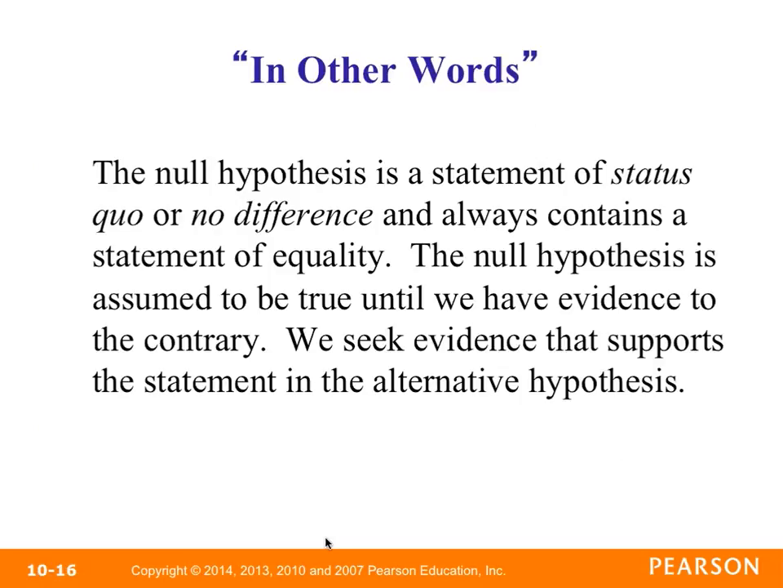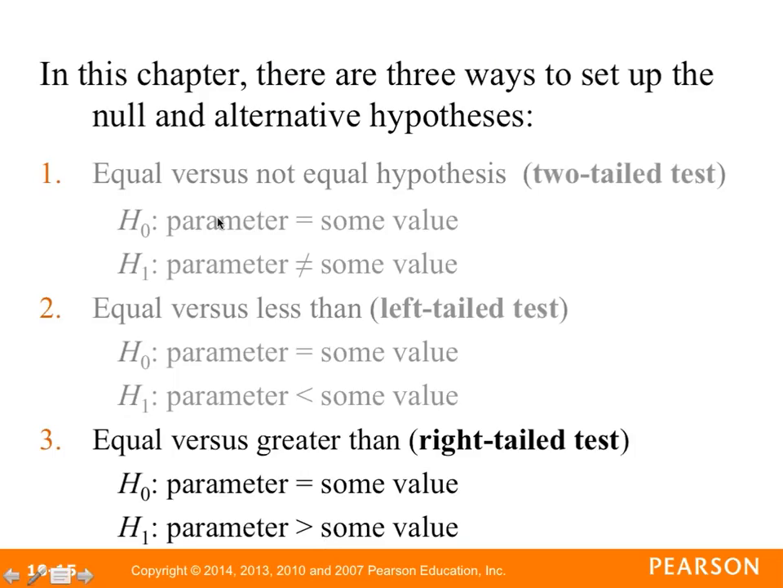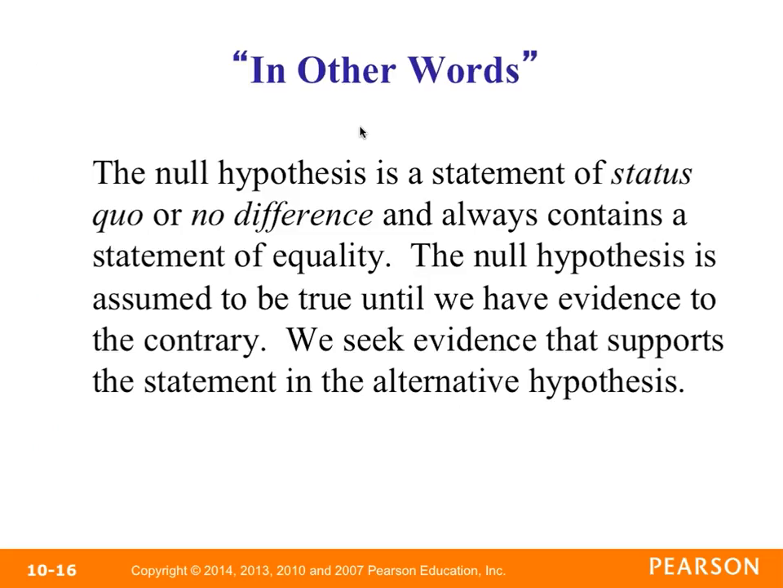So in other words, the null hypothesis is just a statement of status quo or no difference and always contains a statement of equality. So you're always going to have the same null hypothesis: parameter equals some value. And the parameter could either be the mean or the population proportion in this chapter, and then the value is going to be given, or you'll need to calculate it. The null hypothesis is assumed to be true until we have evidence to support the contrary.